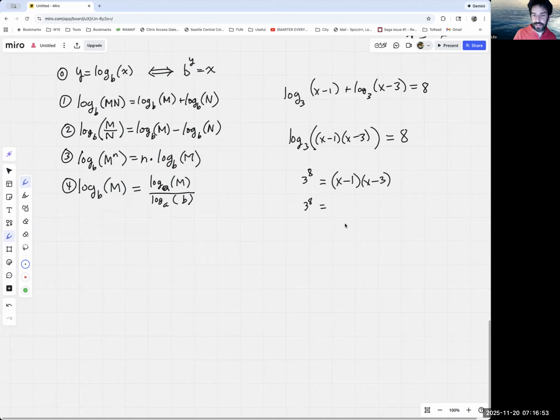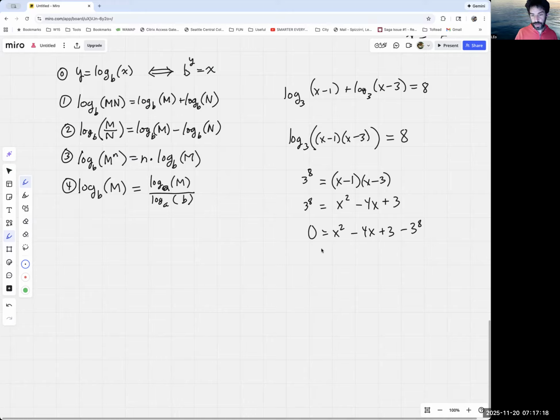On the right-hand side, I can expand this. I've got x squared minus 4x plus 3, which I can rewrite as 0 equals x squared minus 4x plus 3 minus 3 to the 8th, right? And this is now a quadratic.